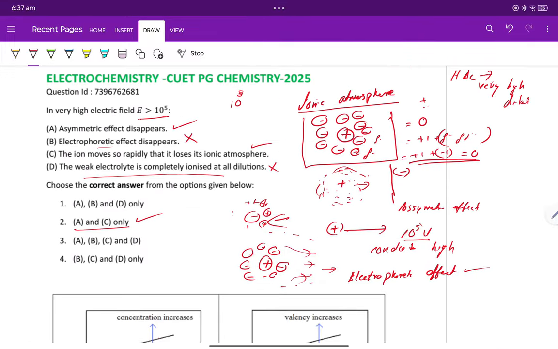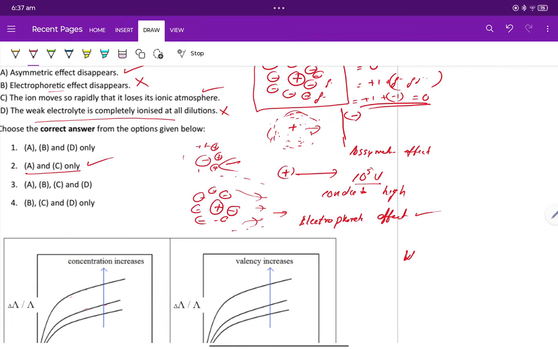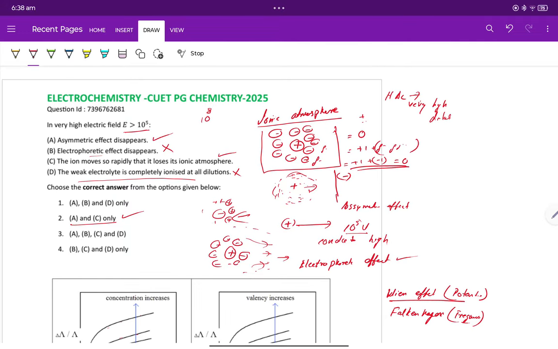So this effect is actually the Wien effect. You know, there are two effects: one is the Wien effect and another one is Falkenhagen. Just to mention, you can remember the Falkenhagen effect as being for changes in the frequency of the current, and the Wien effect for changes in the potential. So this effect is called the Wien effect, the potential change. Even though this is a simple question, it is better to go through the concepts, otherwise you will make mistakes.